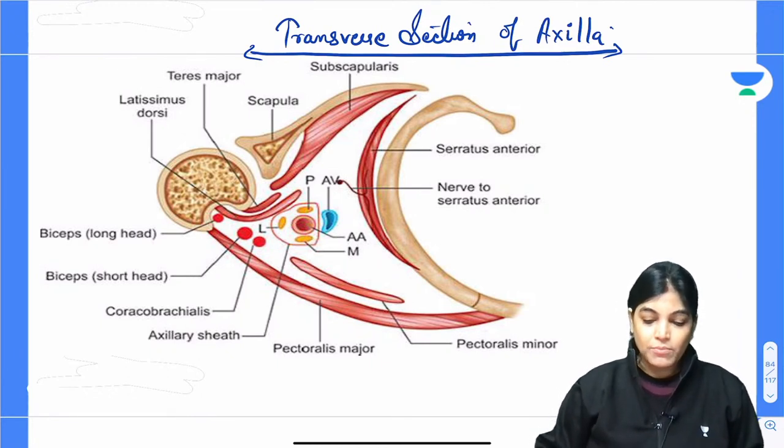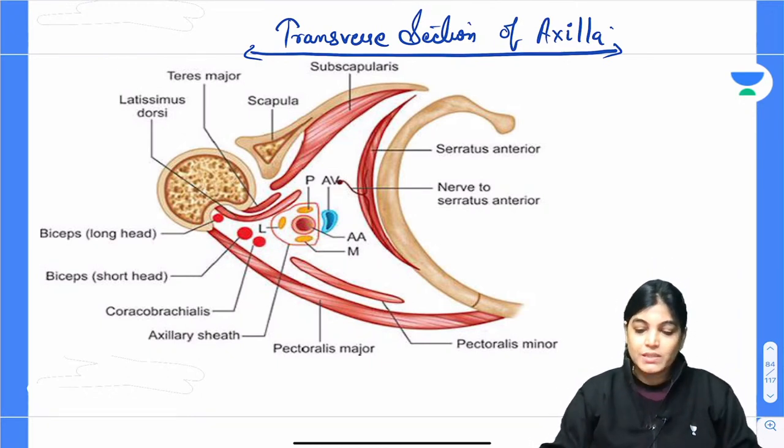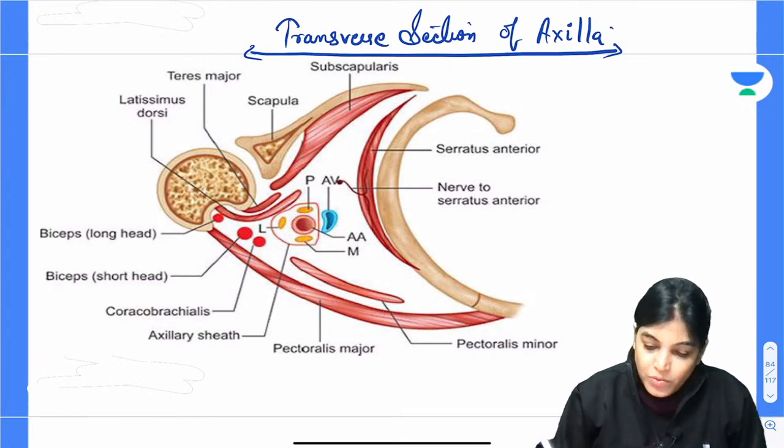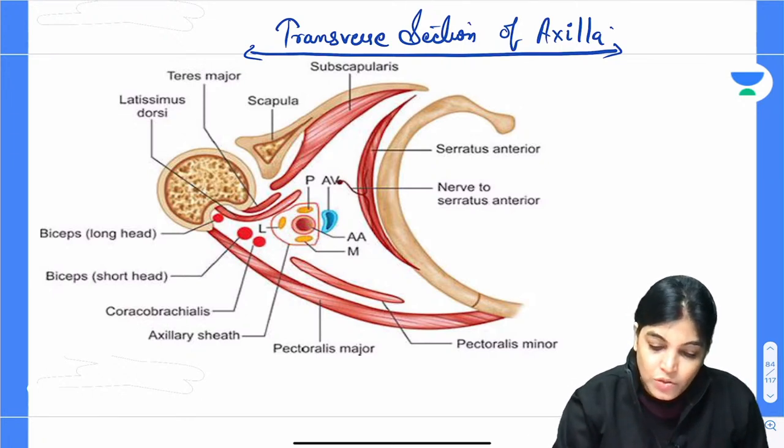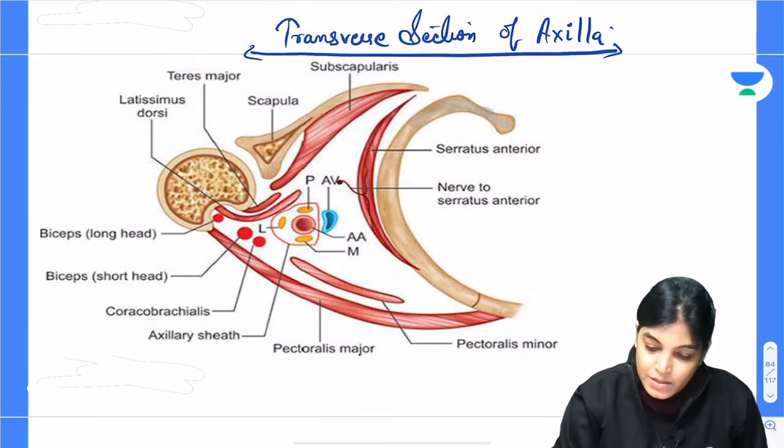So when I am talking about its boundaries, my dear aspirants, its medial boundary. See here, medially, as I told you, the ribs lie. So medially you can see here, this is the rib. These are the ribs.